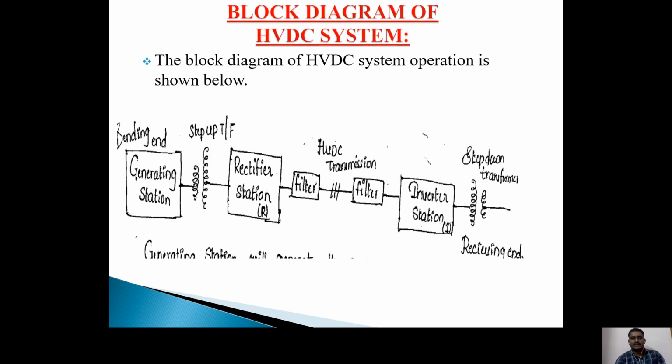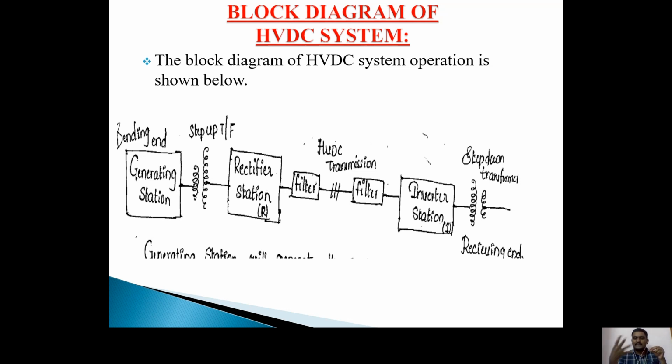Coming to the block diagram of the HVDC system. Here I am taking two ends, the sending end and the receiving end. At the sending end we have one generating station, and after that we use one step up transformer. Why do we use a step up transformer? If you want to increase the AC voltage level.